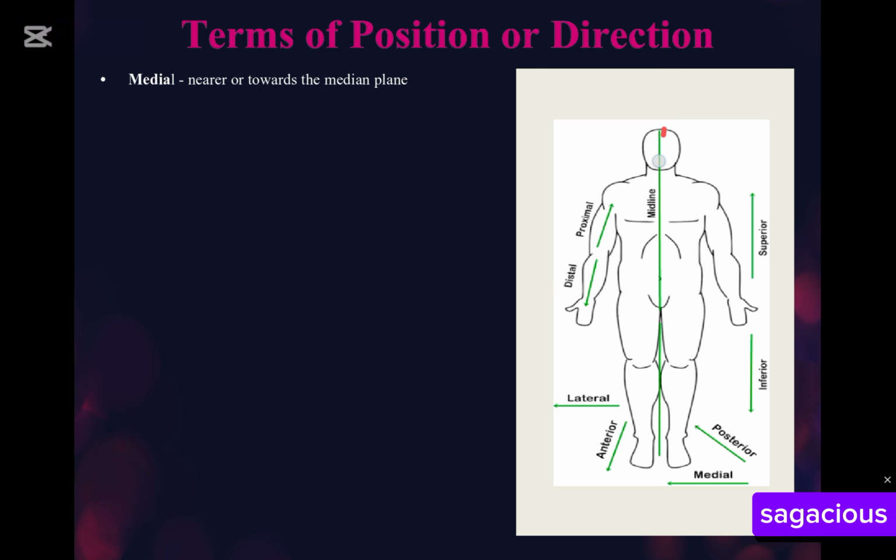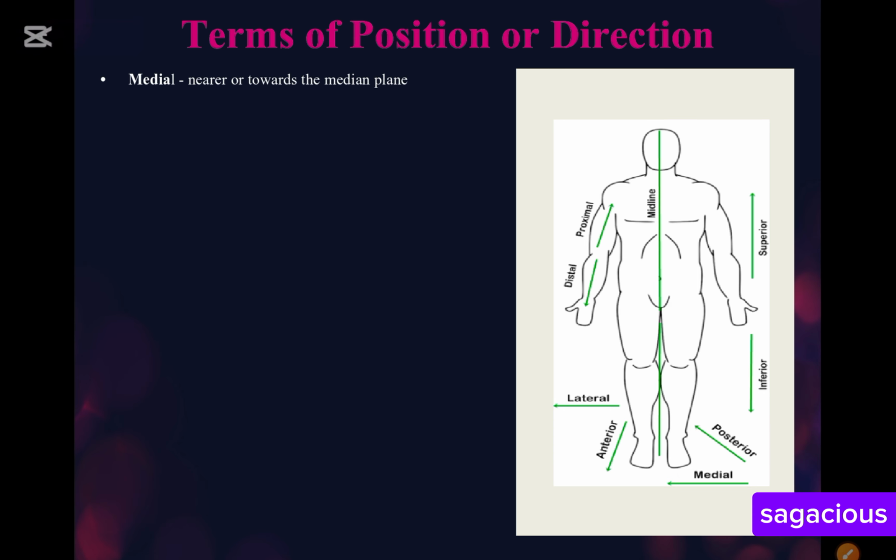Now take a look at this midline. It divides the body into two equal left and right parts. That is what we call the median plane, or the midsagittal plane, or the midline. So the line that divides the body into two equal parts is called the median plane. The word medial is any structure that is closer to the median plane.